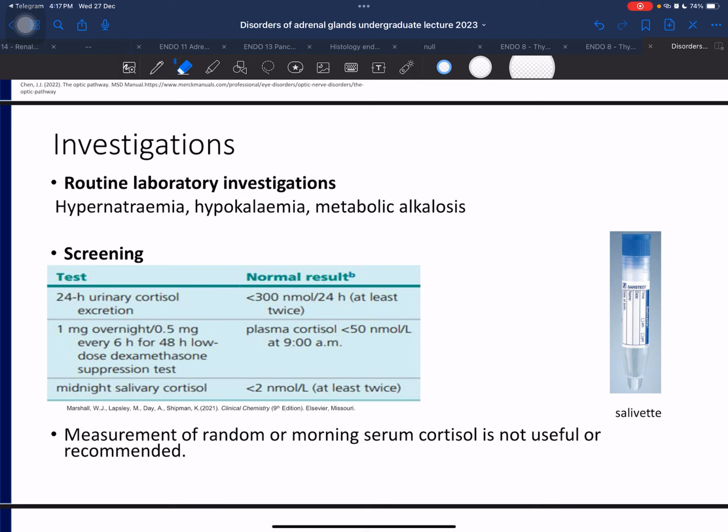Now, what are the 3 important screening tests for Cushing syndrome? You can do a 24-hour urine cortisol excretion. You can do an ODST, which stands for overnight dexamethasone suppression test, or a low-dose dexamethasone suppression test, LDDST. Or you can do a midnight salivary cortisol. This is recommended by the Endocrine Society guidelines.